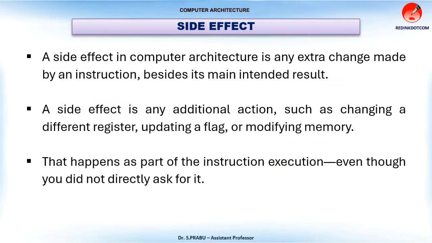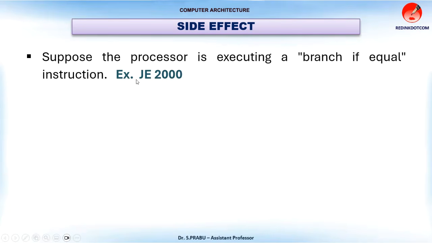And during these hazards, side effects can happen. A side effect is some additional change made when executing the instructions. Those additional changes can be changing the registers, updating the flags, or modifying some memory content. We cannot mention these changes explicitly, but they happen immediately when executing the instruction. For example, when we execute a conditional branch instruction like this, it also checks the condition codes set by the previous instructions. It can take some time. So this is one of the side effects.